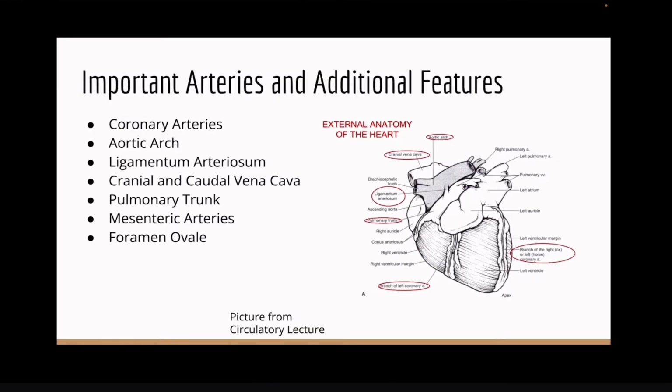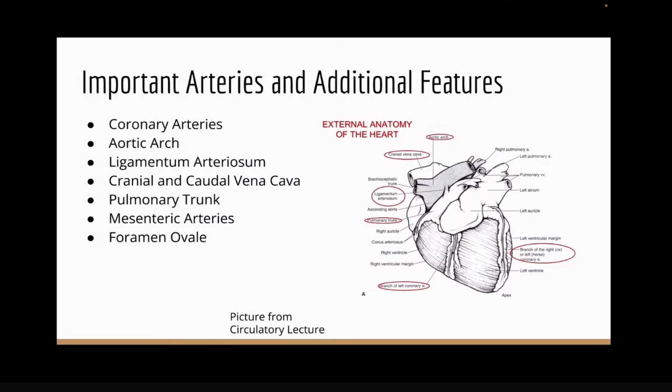The aortic arch is a segment of the aorta that helps distribute blood to the head and upper portion of the body. The ligamentum arteriosum is the embryonic remnant of the ductus arteriosus. The cranial vena cava transports all the blood from the upper portion of the body to the right atrium of the heart, while the caudal vena cava transports blood from all the other portions of the body to the right atrium. For example, blood flowing from the head is transported through the cranial vena cava, while blood flowing from the liver is being transported through the caudal vena cava.